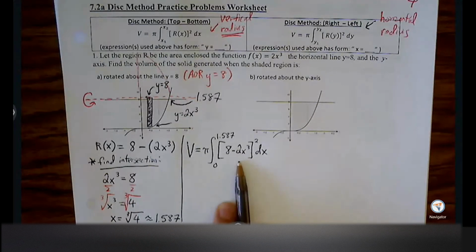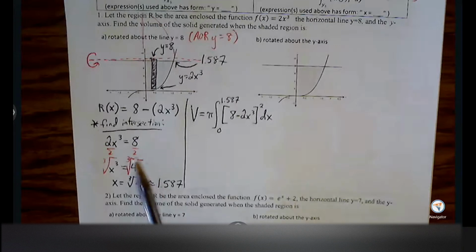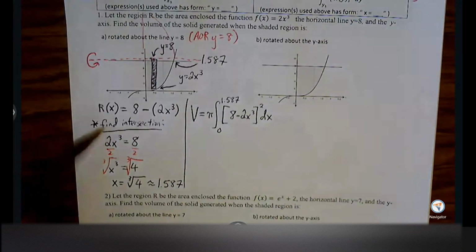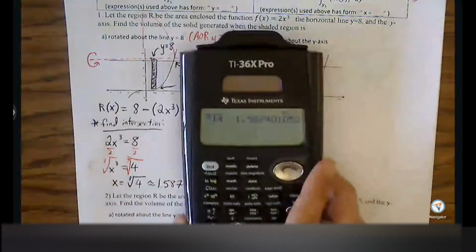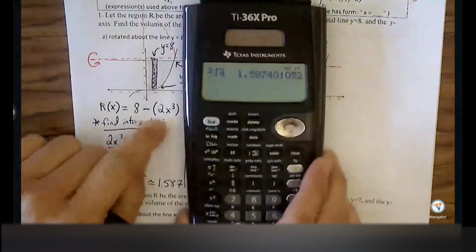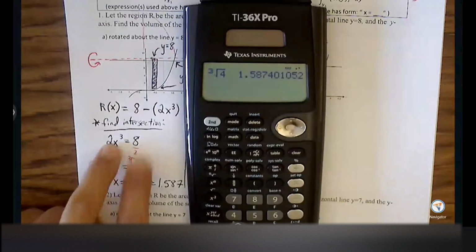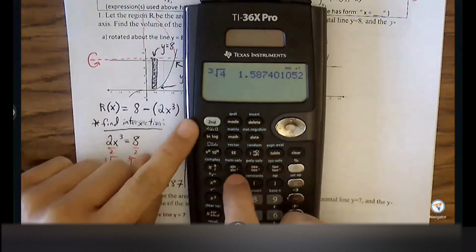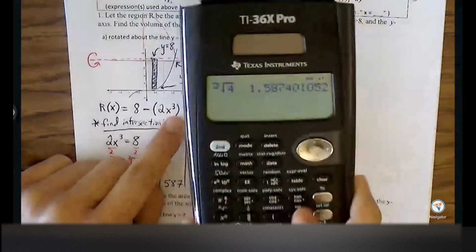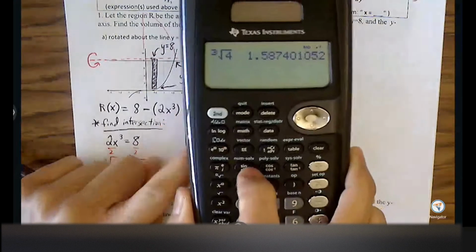Okay, any questions here? Oh, wait, let me back up. There are other ways that you can find that intersection. So if you want to, you can use numsolve on your 36 Pro. Let me show you. Now, I think this is easy enough we can do by hand, but if it gets more complicated, I want to make sure that you guys know about this feature here. So numsolve is under, if you do second sign, it'll take you to numsolve.